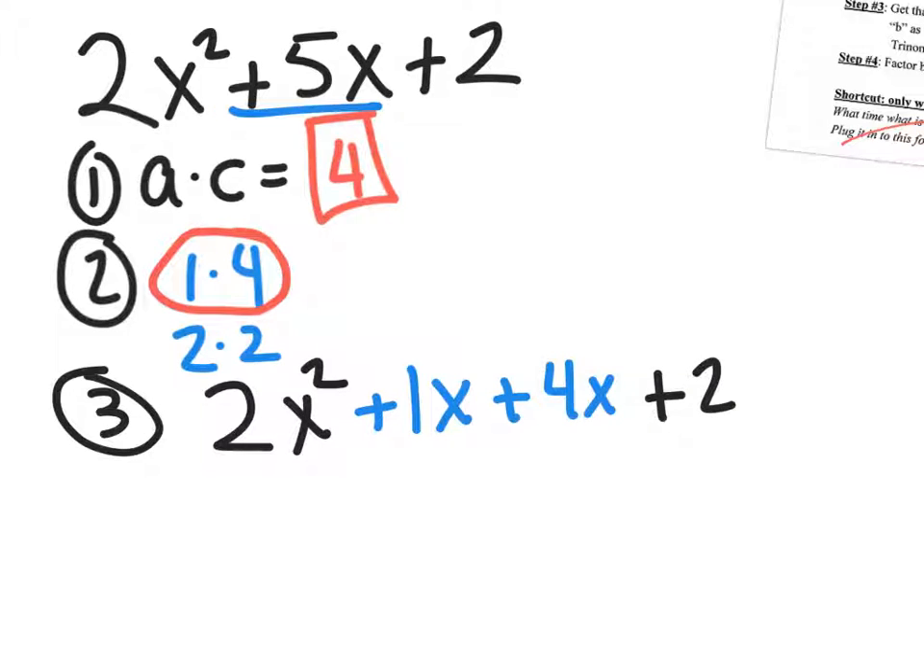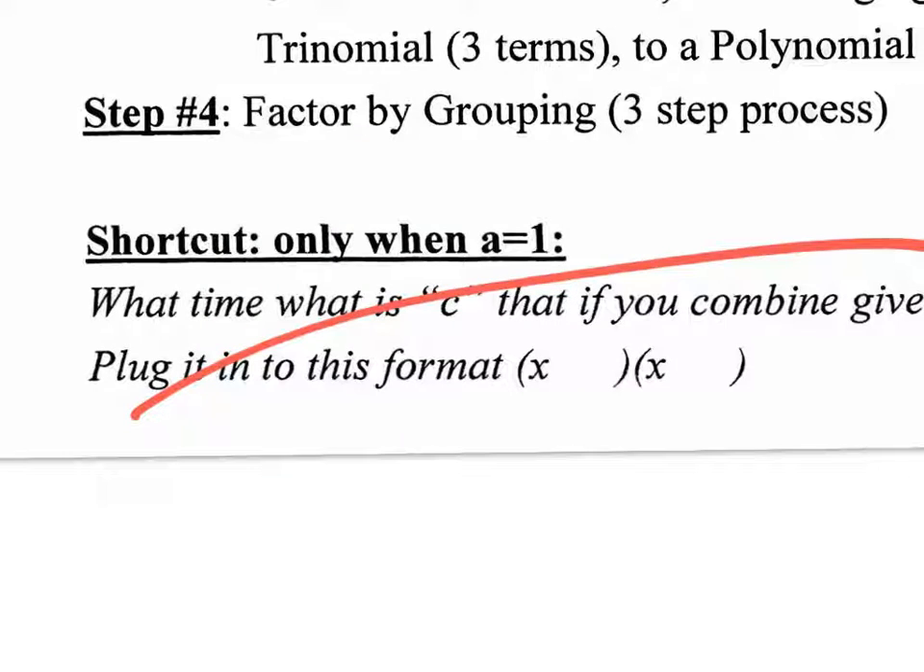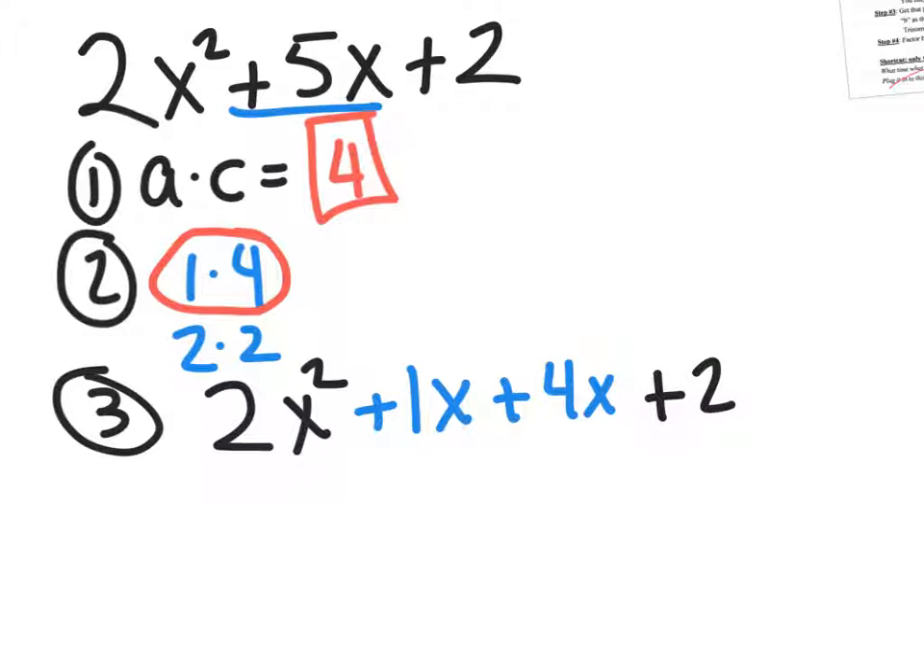So why would we want to change 3 terms to 4 terms? Because now we could actually do the final step, step 4, which is factoring by grouping, and which is a 3-step process itself. So how do we do factoring by grouping?